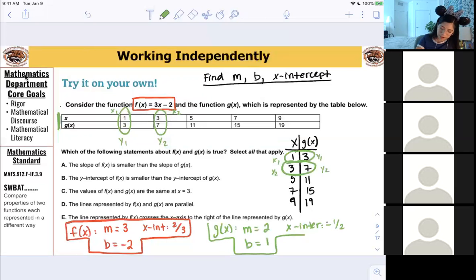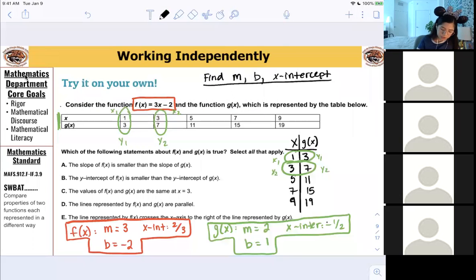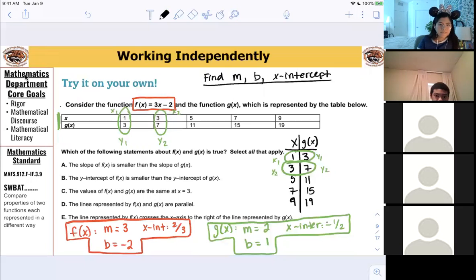Again, if you didn't get to that point, then try this on your own later on and make sure you get the same answer. Now that I have all this information, I'm going to go down the line and choose my answers. I'll read it out, and you say true or false. The slope of f of x is smaller than the slope of g of x. False. Good.